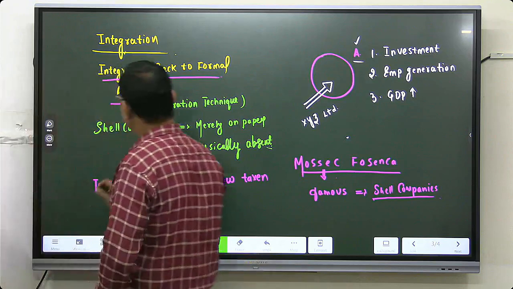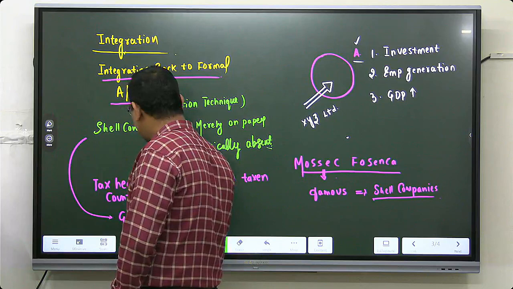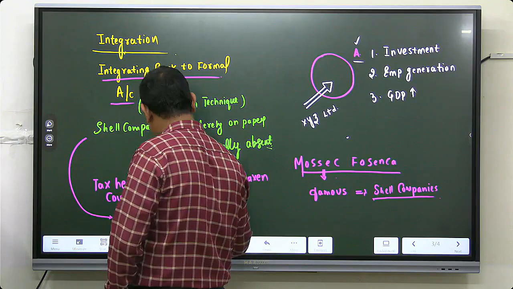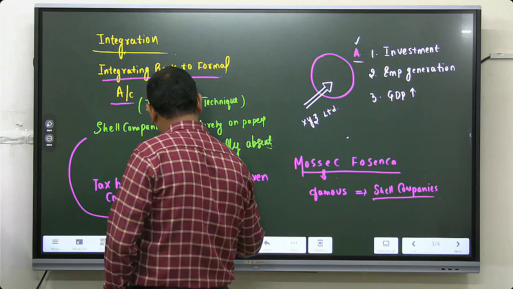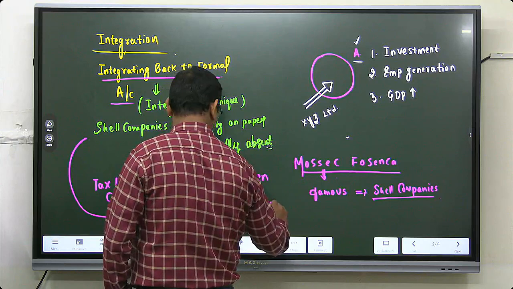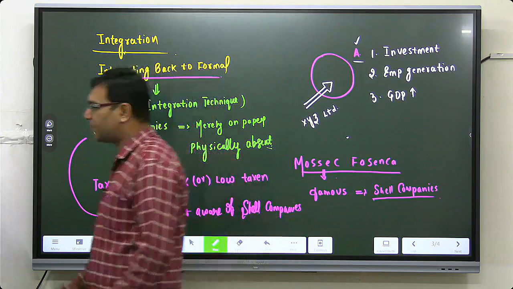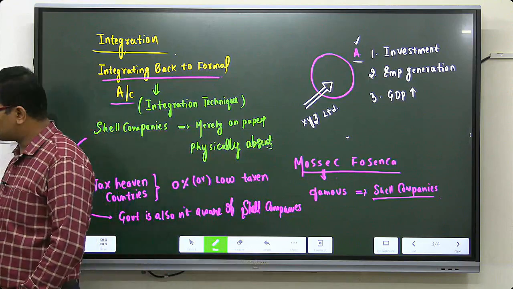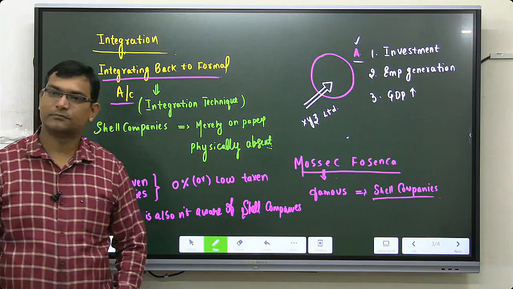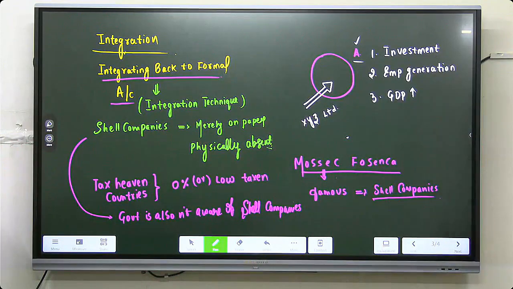And the government is not aware of these shell companies. Government is also not aware of shell companies. Shell companies, I told you, are merely on paper, but in reality they are not present. Clear? This is how money laundering will take place.